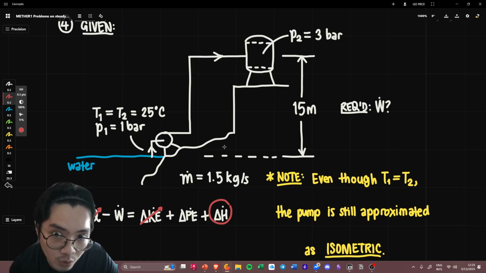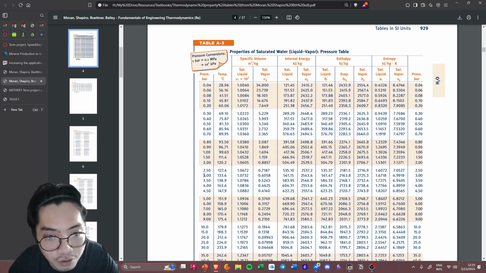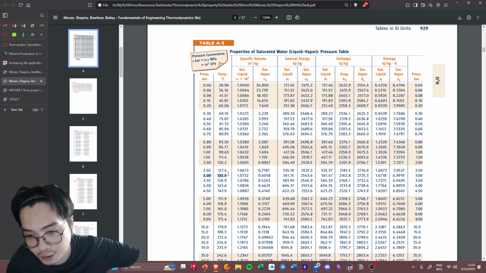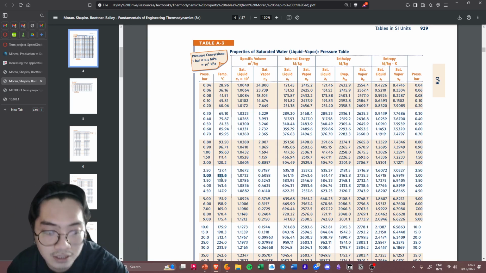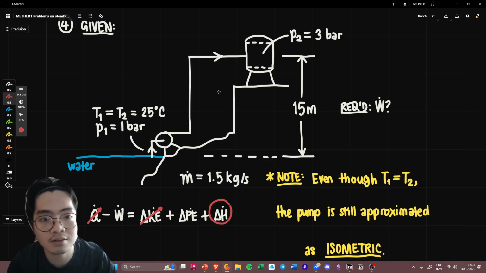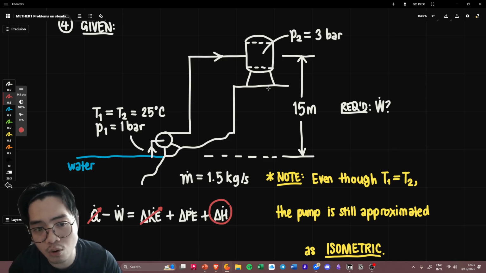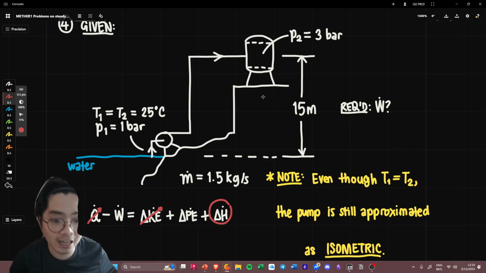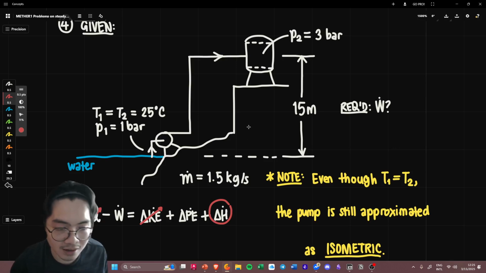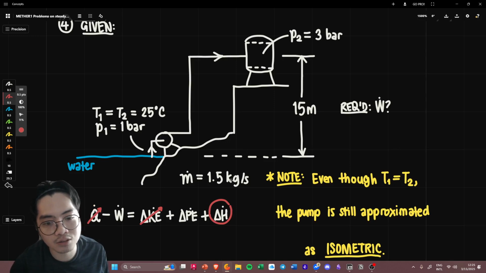The temperature here is 25. It doesn't matter if you go 3 bar, the saturation temperature actually increases. Both of these states are compressed liquid. So you might be tempted to say, okay, let's just get the HF. But no, it's not supposed to be like that.